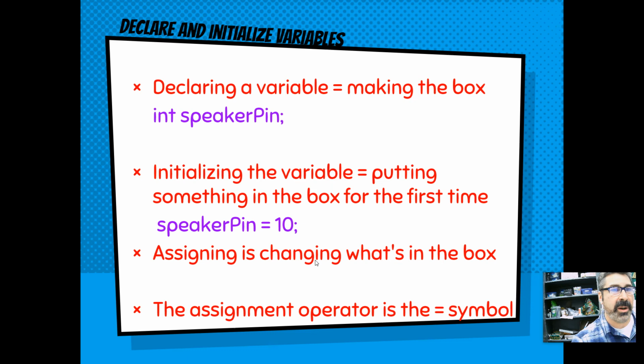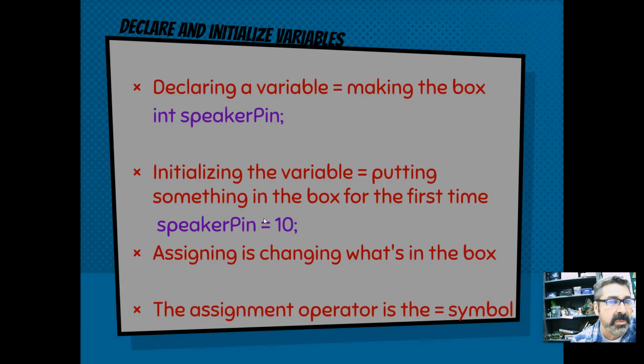Assigning is changing what's in the box. So whenever I say equals, it changes. So initializing and assigning are the same thing, except initializing is the first time, when the box was empty, and then you put something in it. If I said speakerPin equals 10, the box is only 10. If I say speakerPin equals 5, well, we get rid of the 10 and put a 5 in it. So assigning is just putting something into the box for the second, third, and fourth time. The assignment operator is the equal symbol. So that is called the assignment operator, and it's basically putting something in the box.